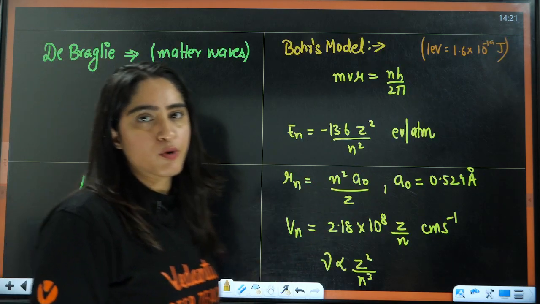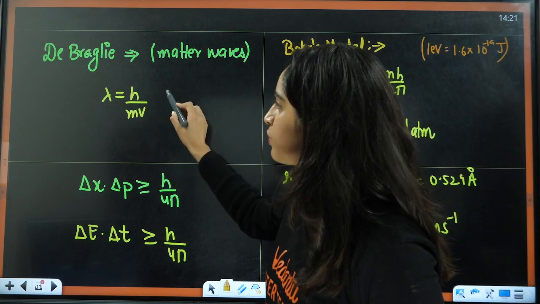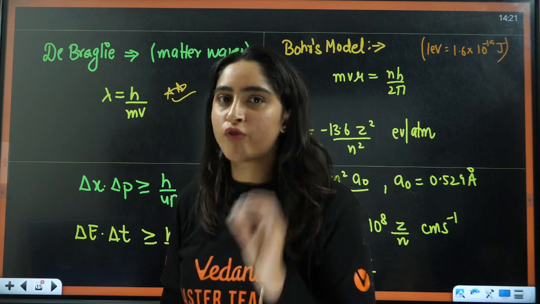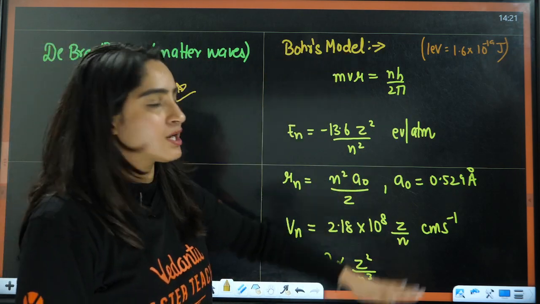So next is de Broglie. For de Broglie's wavelength, these are for matter waves. This is λ = h/mv. Very, very important formula, very important formula. Next we have Bohr's model. These are the formulas of Bohr's model.